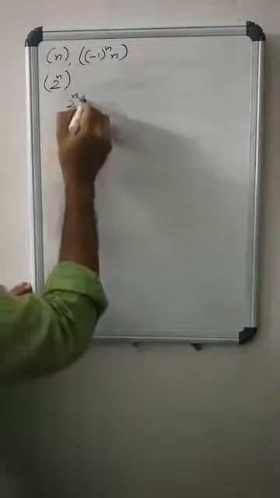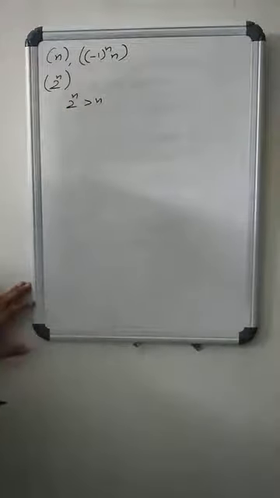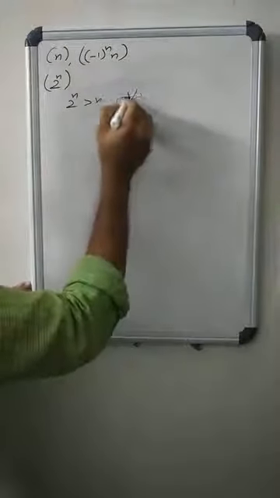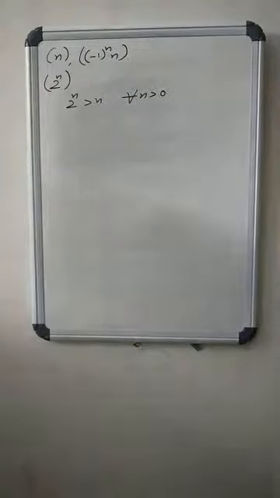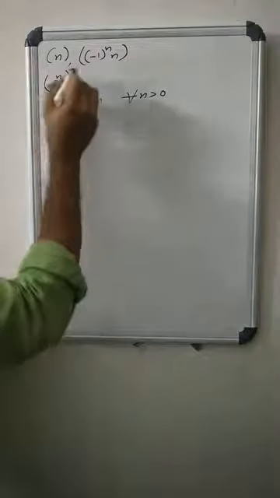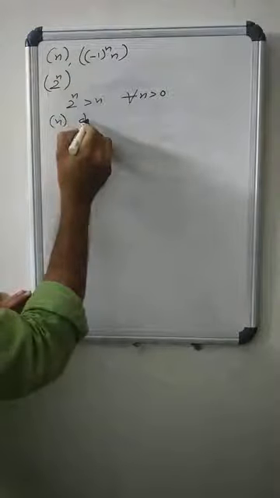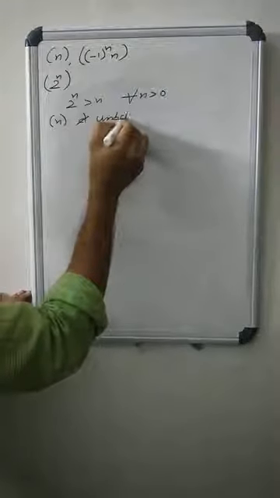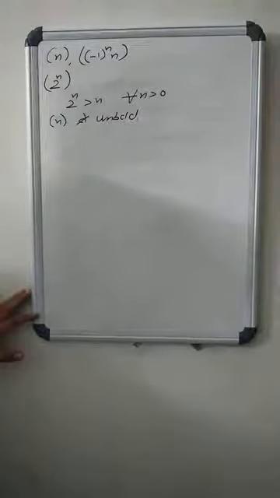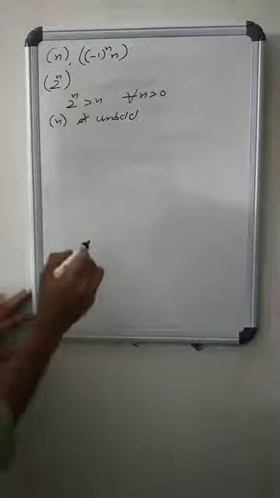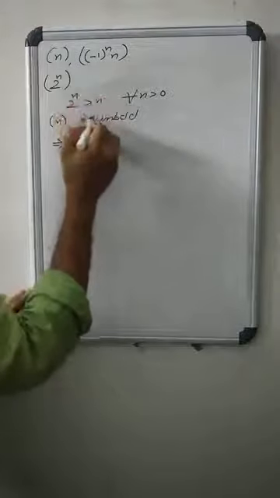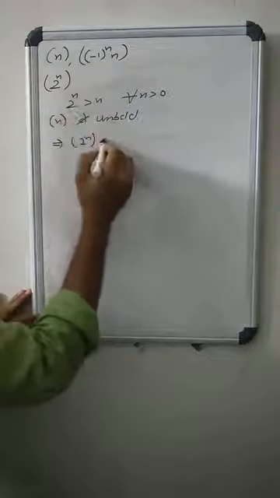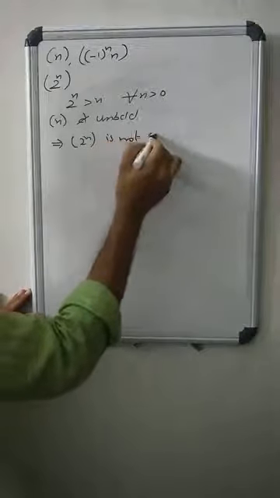How? We know that 2^n is greater than n for all n greater than 0. And what about the sequence n? The sequence n is divergent, and it is unbounded. Since the sequence n is unbounded and 2^n is greater than n, the sequence 2^n is also unbounded, therefore the sequence 2^n is not convergent.